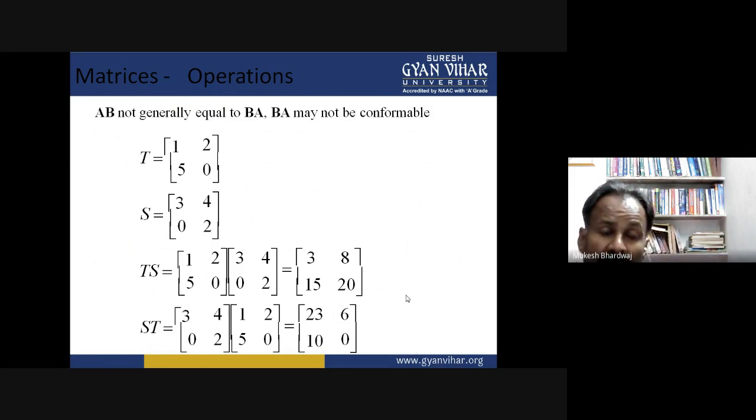As per the row into column multiplication procedure, the result comes out to be 3, 8, 15, 20. And in case of ST, if I multiply S with T, then the result comes out to be 23, 6, 0. So we can say that TS is not equal to ST in general, or we can say that AB is not generally equal to BA.